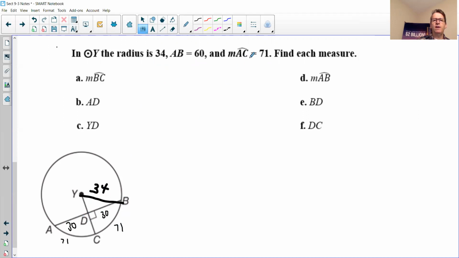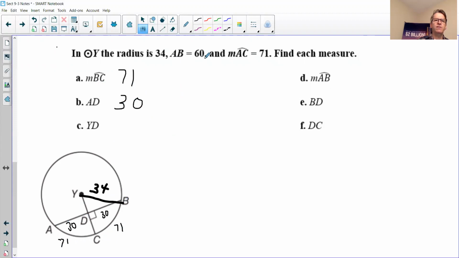The measure of AC is 71, so I labeled that in. And I also have BC is 71. Okay, so go ahead. Letter A, the measure of BC. We're looking for the measurement of BC, which is this 71. Letter B, AD. We're looking for this AD, which is 30.